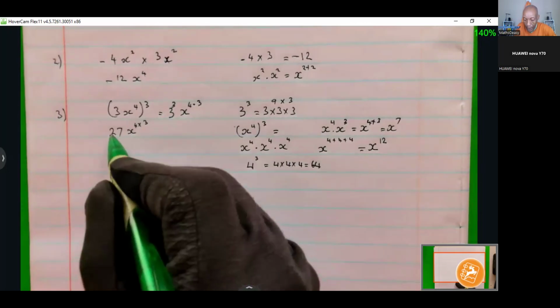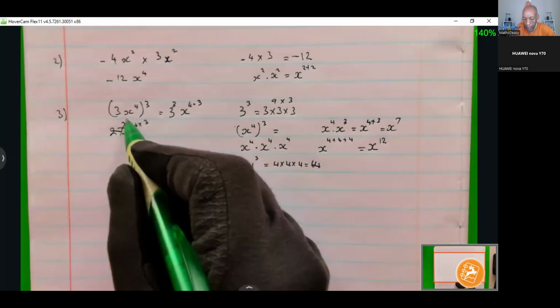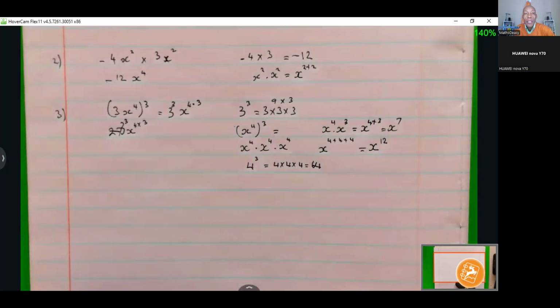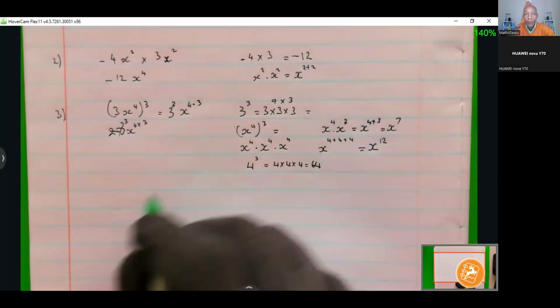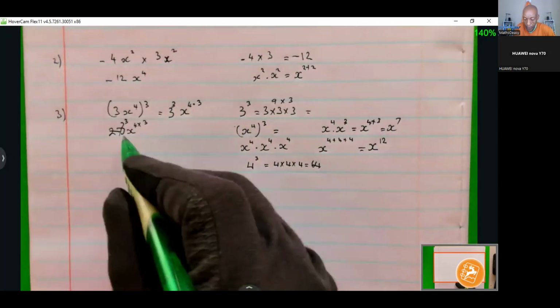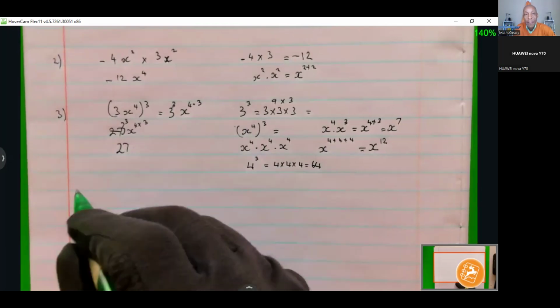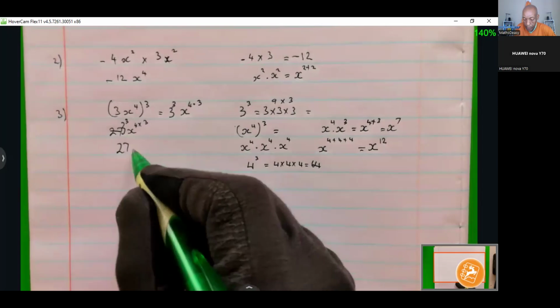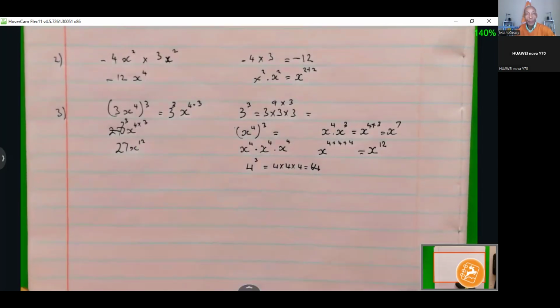So if you want, you can also do this. In this step, you can say, I am raising the 3 to the power of 3. And then you do your calculations this side. Or you go to your calculator. Then you say 3 to the power of 3 is what? It is 27. And then 4 times 3 is what? It is 12. Okay. Yes.